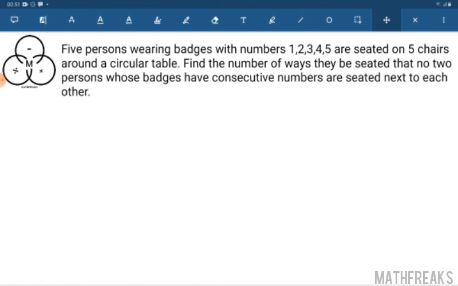Five persons wearing badges 1, 2, 3, 4 and 5 are seated on 5 chairs around a circular table. Find the number of ways they can be seated so that no 2 persons whose badges have consecutive numbers are seated next to each other. Consecutive numbers cannot sit next to each other. I think the question has been intentionally altered a little bit.